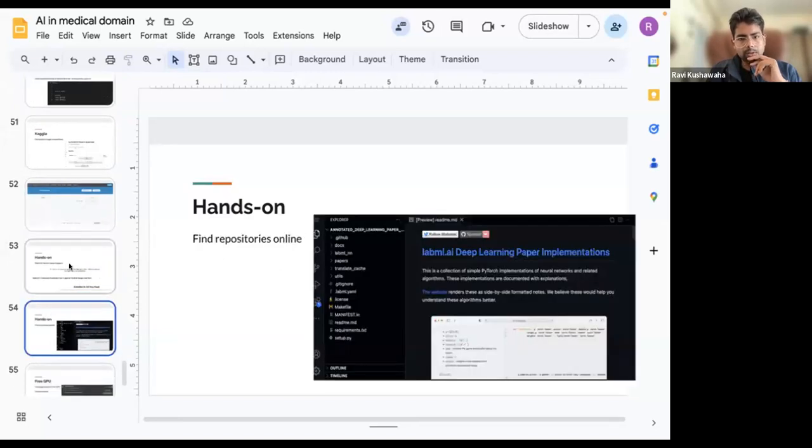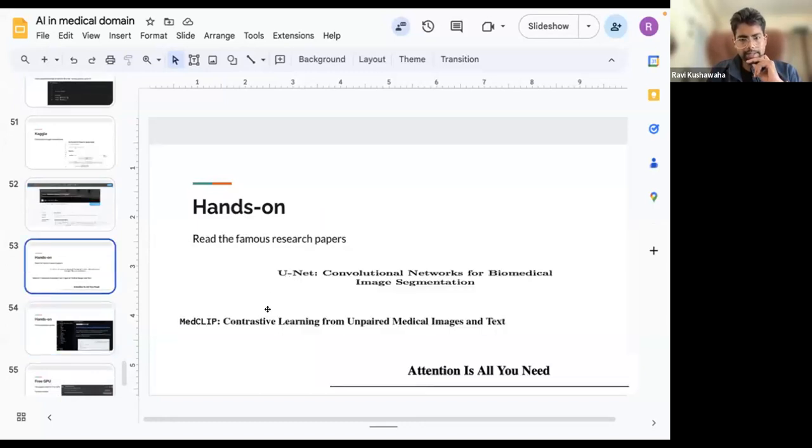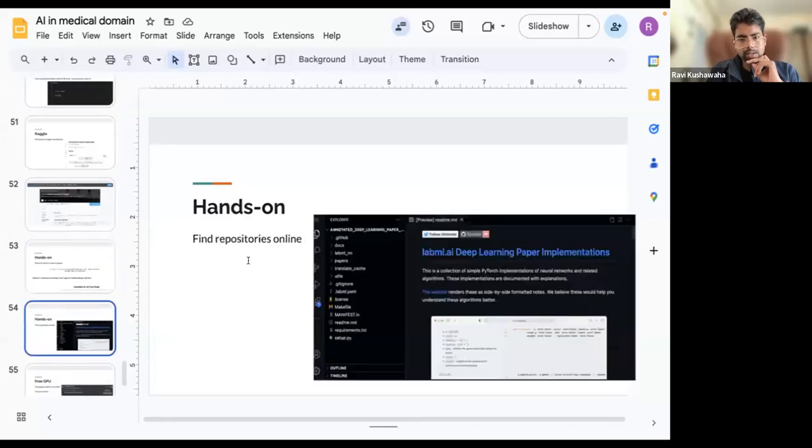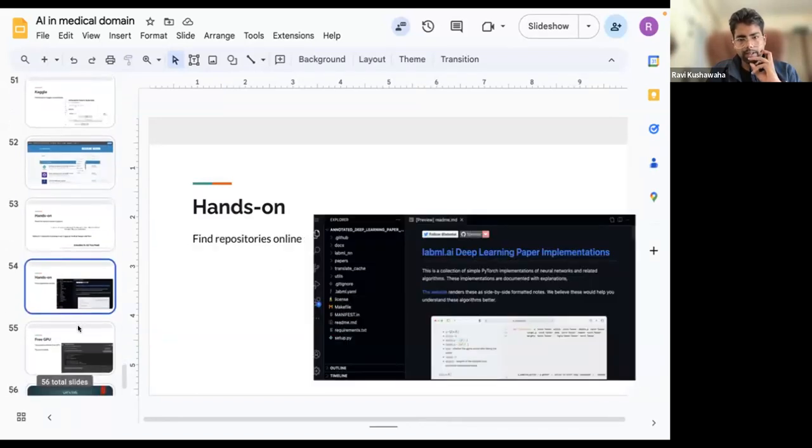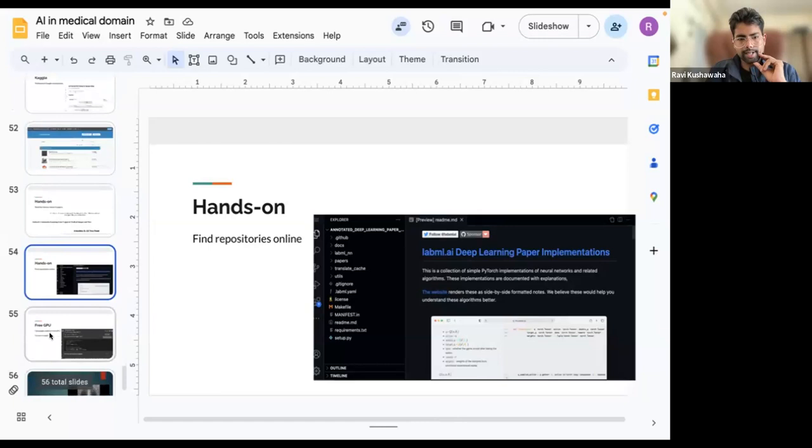And also, once you have read the research papers, you can find the repositories online for all these above and the other famous research papers. These repositories are easily available on GitHub. So you can just clone the repository and start implementing it on your own projects. So you first need to read the papers, then find the repositories and start training.